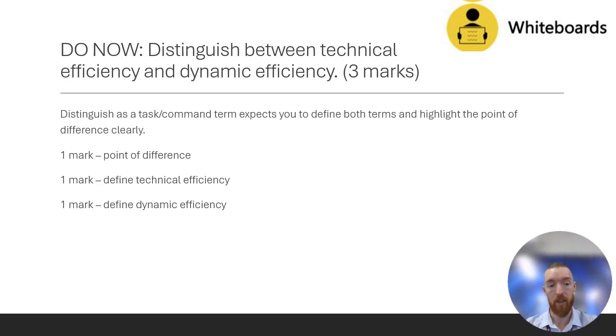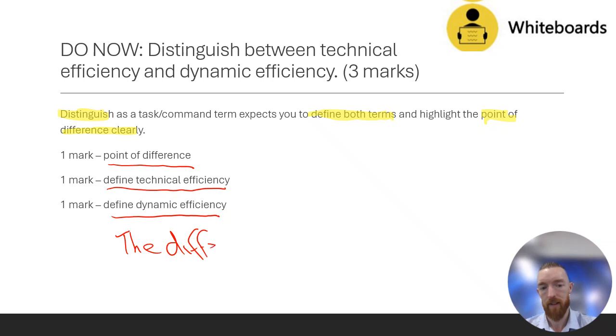Whenever you get a distinguish question, what is really important is it expects you to define or describe both terms. We rarely define things in economics, and then highlight a point of difference clearly. So you need to describe or define technical efficiency, describe or define dynamic efficiency, and then explicitly point out a point of difference. So saying the key point of difference is, and then having that statement really, really clear. You're going to have 4.5 minutes to do this now, and then we are going to go through a sample answer.